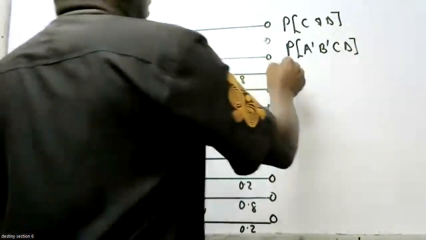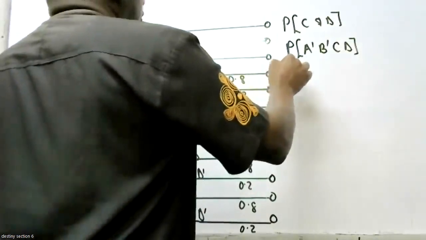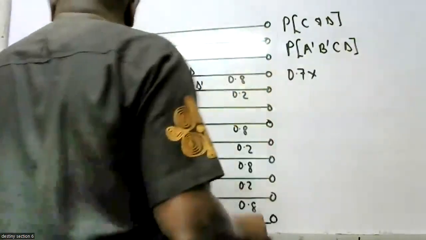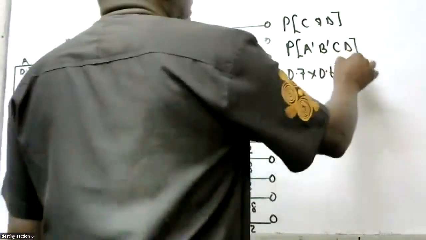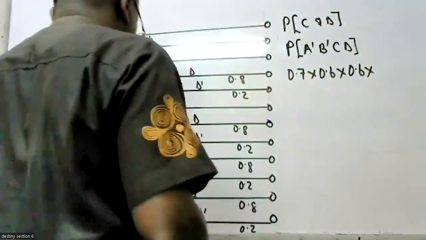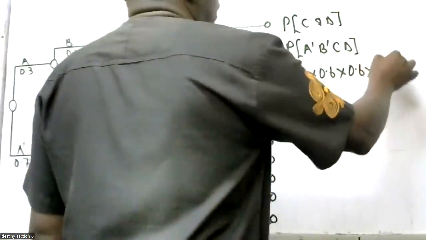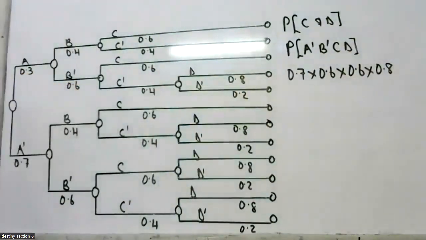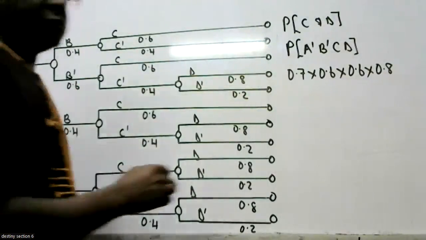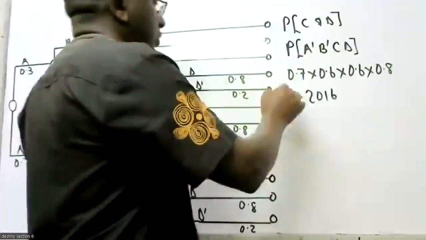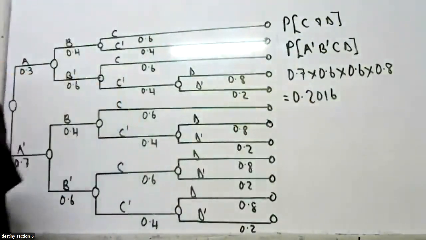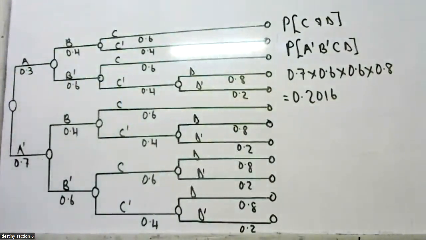So this will be 0.7 times 0.6 times 0.6 times 0.8. 0.2016. That is the answer. 0.2016.